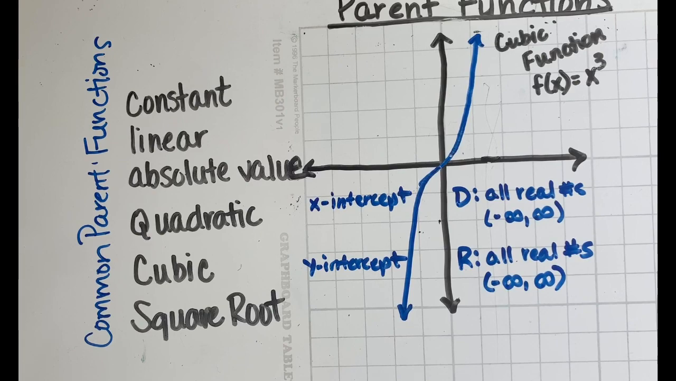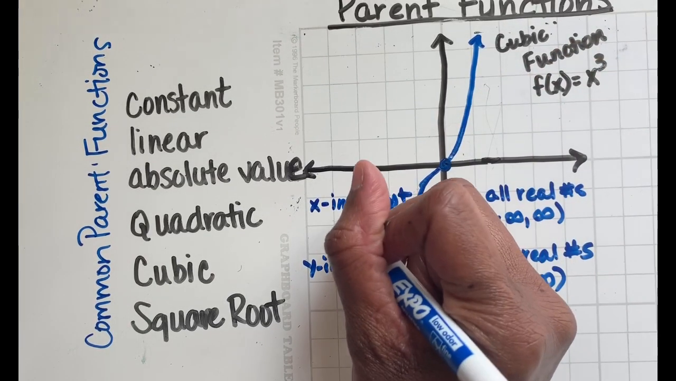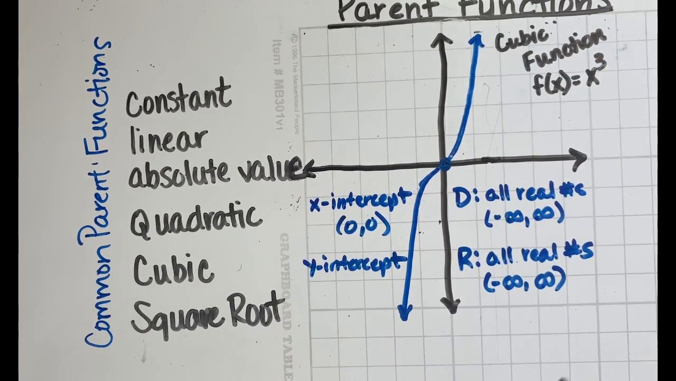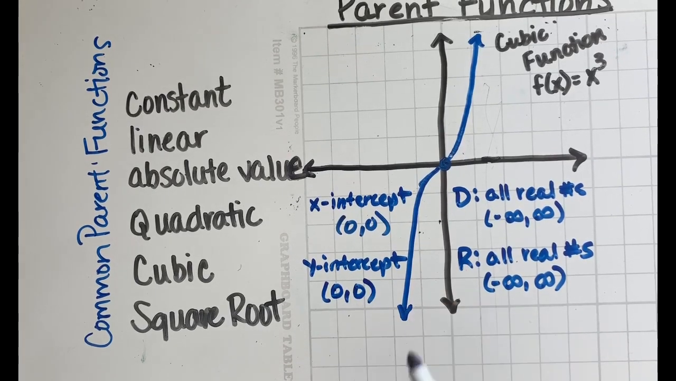Now let's talk about our intercepts. Our x-intercept is going to be where it touches our x, so that's 0, 0. And the point where it touches our y for our y-intercept, that's also at 0, 0.